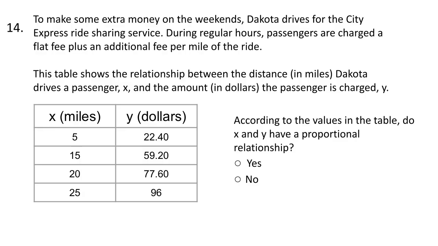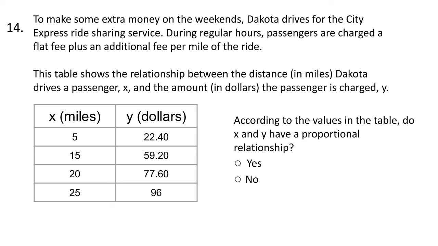To make some extra money on the weekends, Dakota drives for the City Express ride-sharing service. During regular hours, passengers are charged a flat fee plus an additional fee per mile of the ride. This table shows the relationship between the distance in miles Dakota drives a passenger, X, and the amount the passenger is charged, Y. According to the values in the table, do X and Y have a proportional relationship?